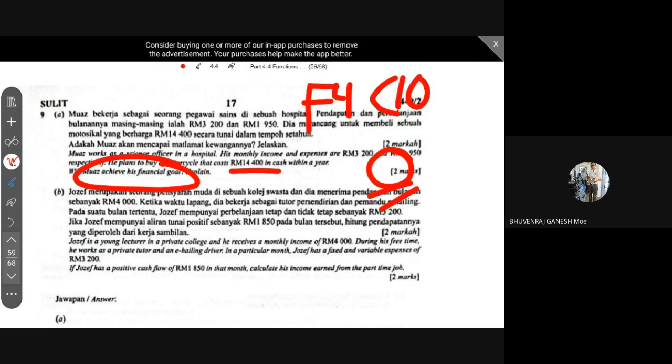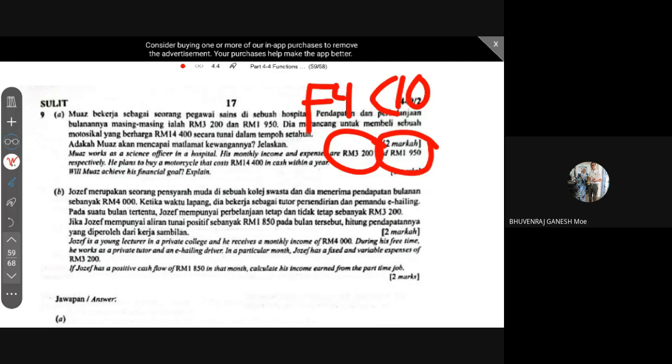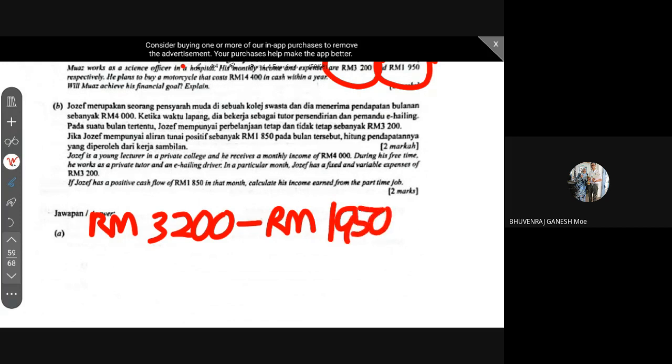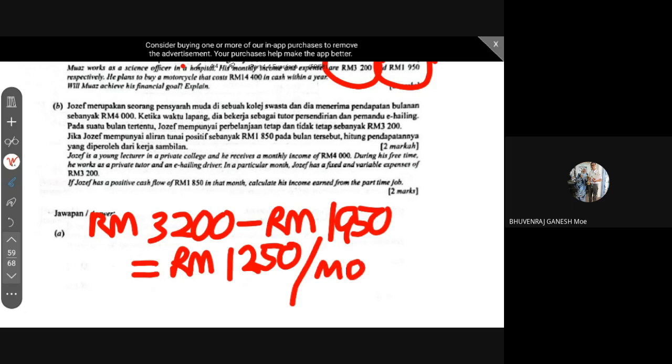Good. Okay, so now how do we actually solve this? You have the monthly income, and you have the expenses. So what we're going to do is calculate the monthly income minus the expenses: RM3200 minus RM1950. So that you know the balance that he has, like the excess savings you learned in that chapter. If you press your calculator, you get 1250. This is per month, not 1 year, remember, because it's monthly income and expenses.